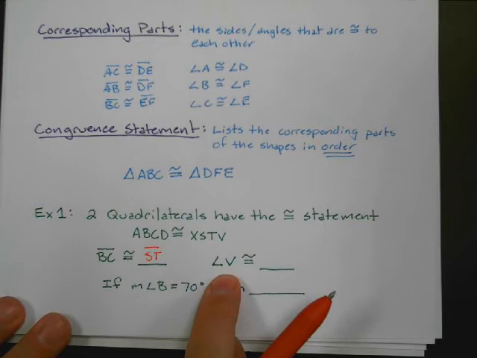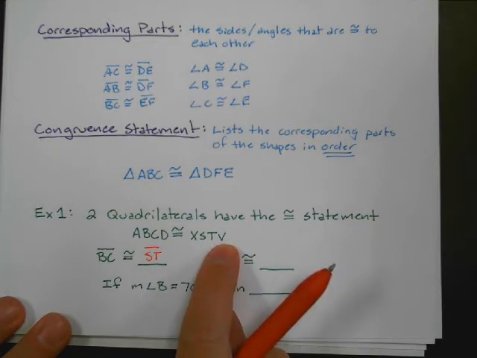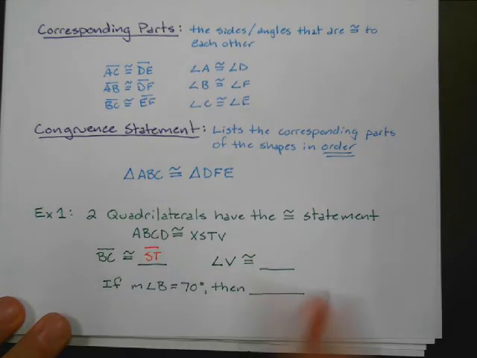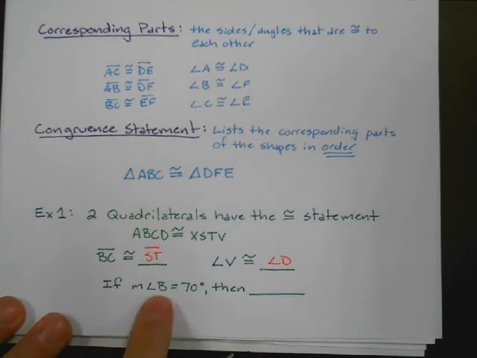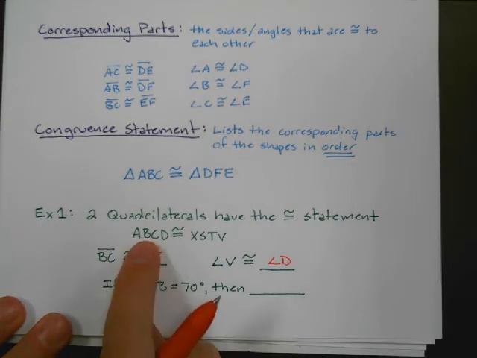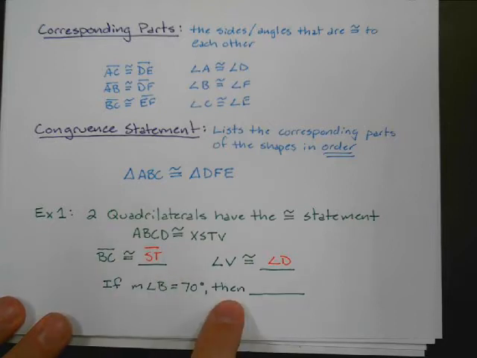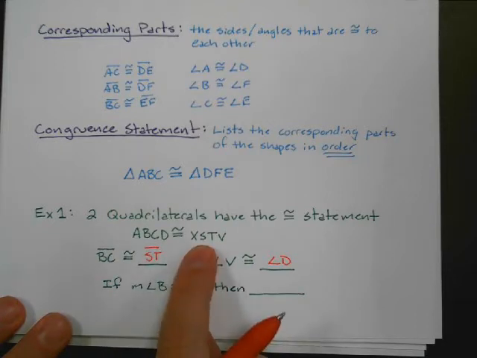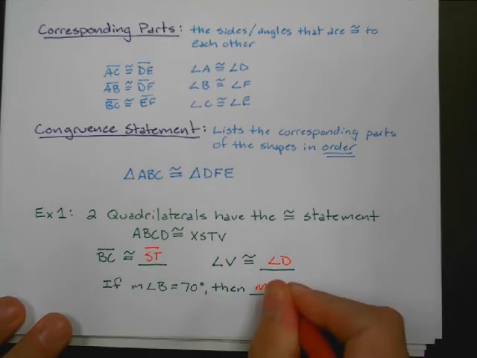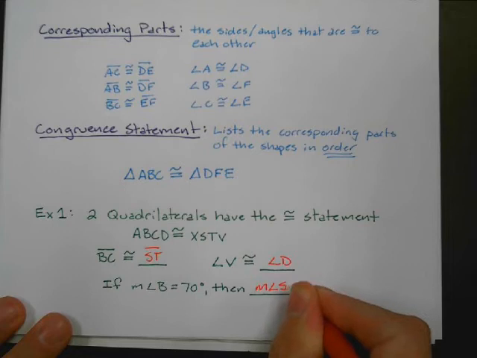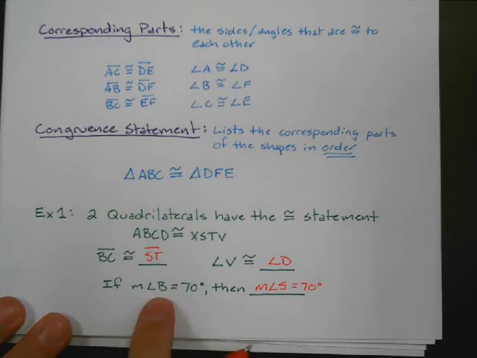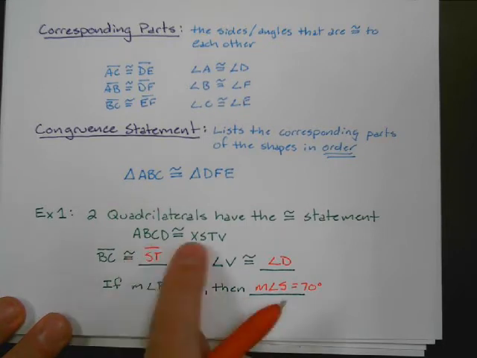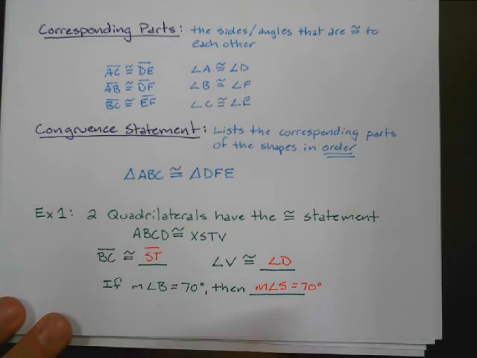So over here I've got angle V. Angle V is the last letter over here, so that one must correspond to angle D. And now I know that those are congruent without ever seeing a picture, because I have a congruent statement. Lastly, if angle B equals 70, so angle B is the second one, then what would we know? Well, we should know that angle S should also equal 70. So the measurement of angle S has to also equal 70, because remember, congruence means the measurements are the same. So if this angle measures 70 degrees, and this is a congruent statement where the second letters are both angles, then this angle S also has to equal 70.